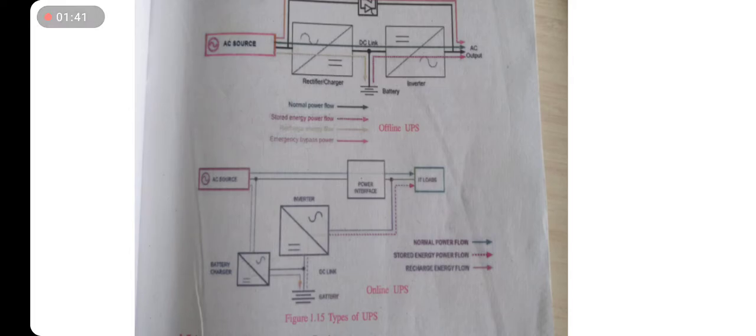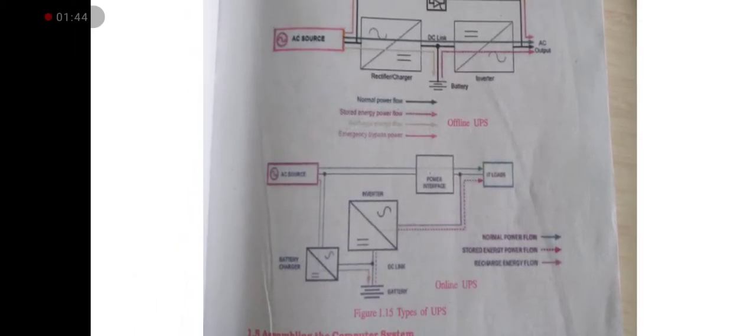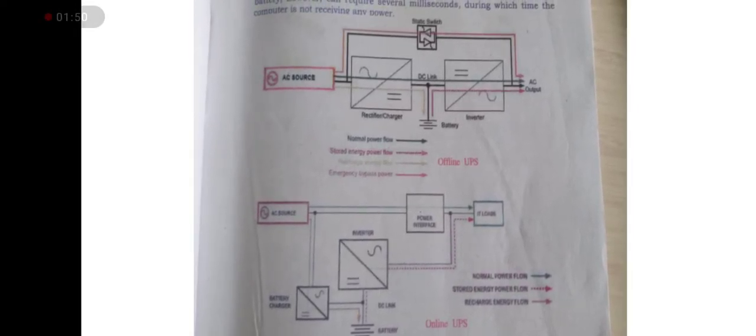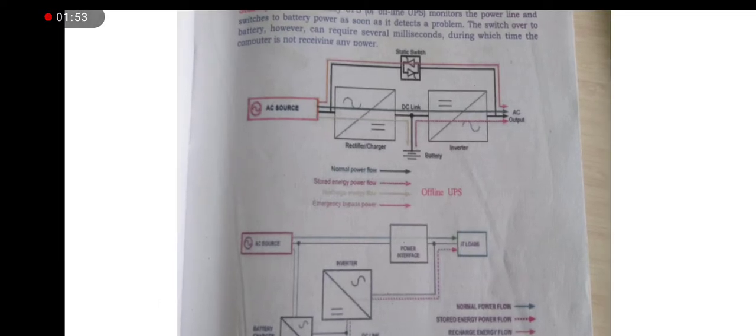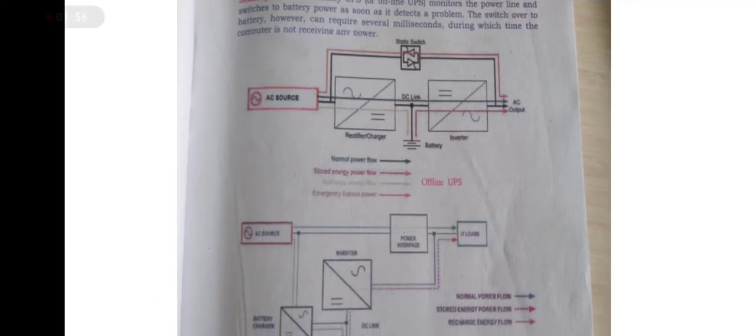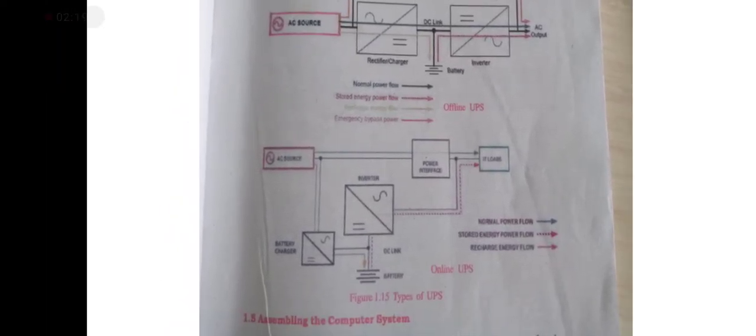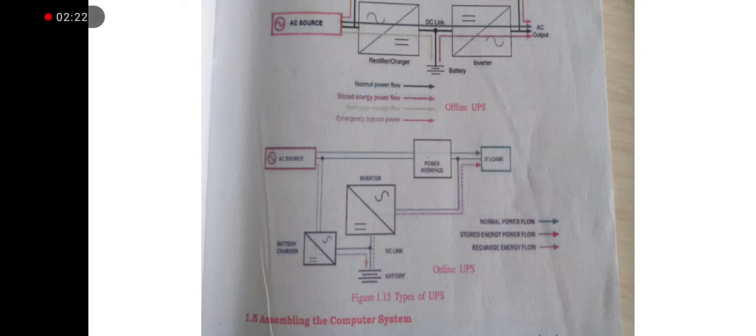So here you can see the flow of the arrows, which indicates how the current or power is supplied through the battery or through the inverter from the AC source. Here you can just go through the image. You will come to know the difference between offline UPS and online UPS.